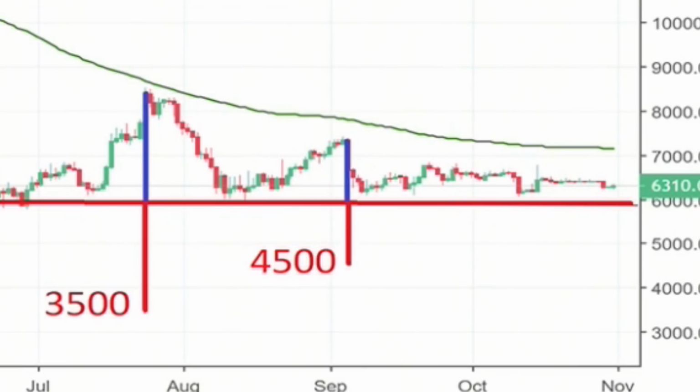If it goes below 4,500, then we get another target. 3,500 is going to be there below it. And so that's two downside projections on Bitcoin if Bitcoin actually breaks that floor and plunges below it.